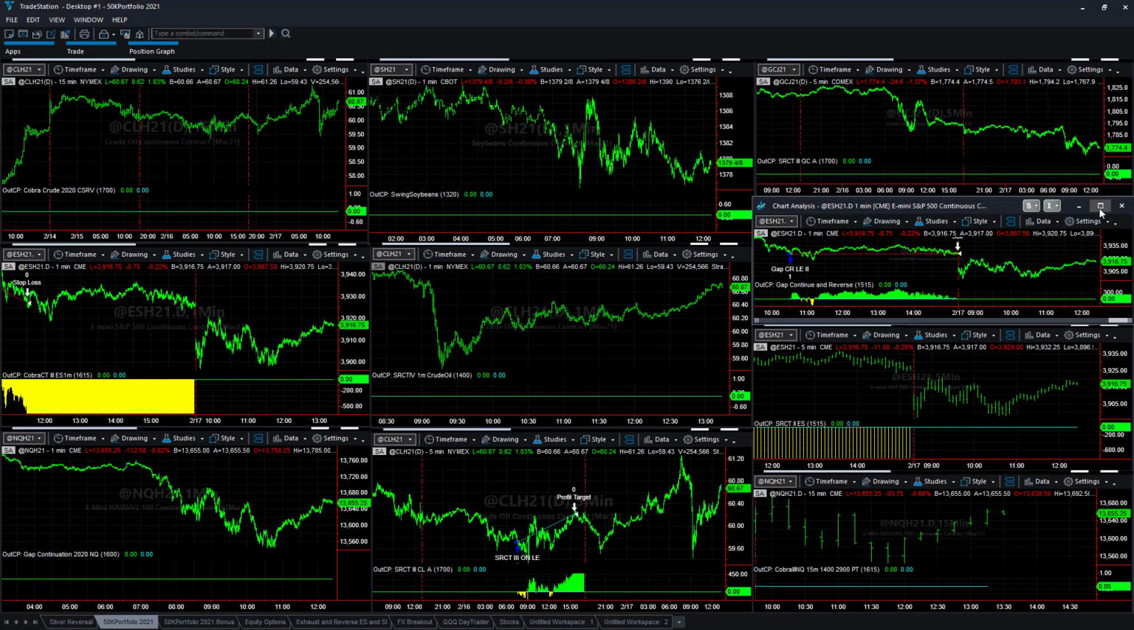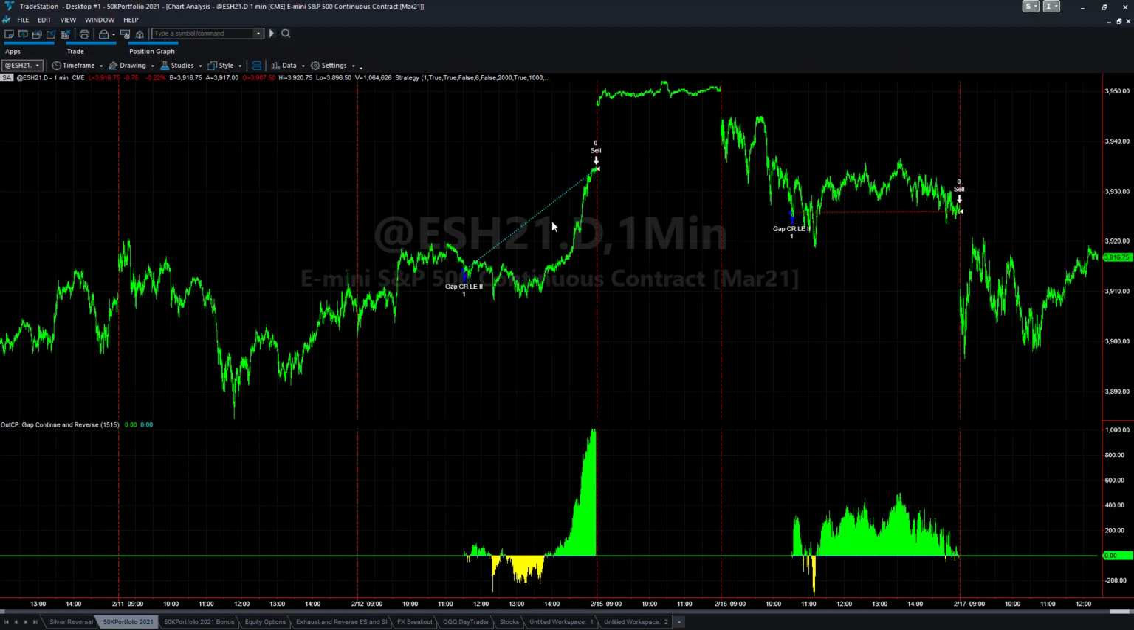And gap continuation in reverse, one of our newer strategies. Here's an example. The strategy only trades gap downs, and it'll take a long trade if there's a gap down, there's some continuation, and then the market reverses. And it will take short trades if there's a gap down, and it doesn't continue, or it continues and then rolls over. So if it rolls over after the gap down and continuation, then it will take short trades.